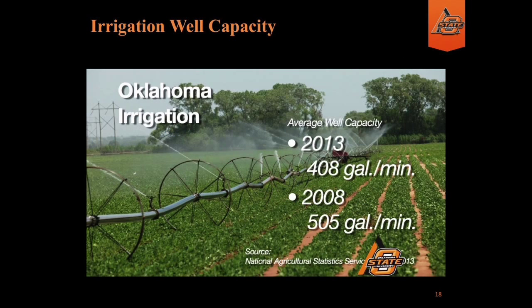So we see the impact of that in the data collected by USDA. The average irrigation well capacity in 2013 was 408 gallons per minute. In 2008, it was 505 gallons per minute. And if you talk to growers in the Panhandle area, they can tell you how fast their well capacities have been declining in that part of the world. And that's actually one of the reasons that they're considering subsurface drip, because with drip you don't need those high well capacities.